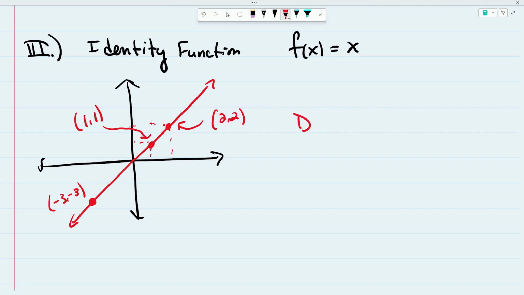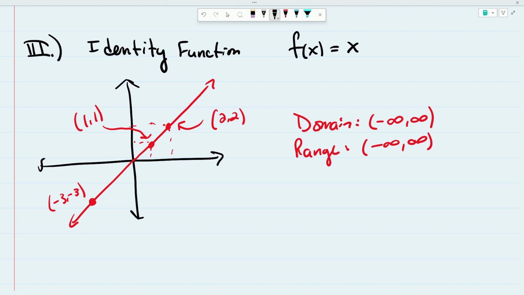Our domain, oh, sorry, there goes my Apple Watch. Sorry about that. Our domain, negative infinity to infinity. Our range, negative infinity to infinity.